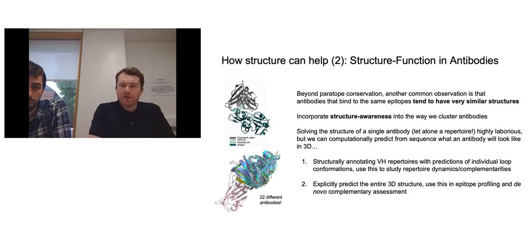What follows from this is thinking about how we incorporate structural awareness into the way that we cluster antibodies. The first thing I want to talk about is, rather than going and modeling the antibodies, can we just, from our sequence repertoire, say something based on those sequences about what the structures of the CDR loops are likely to look like?